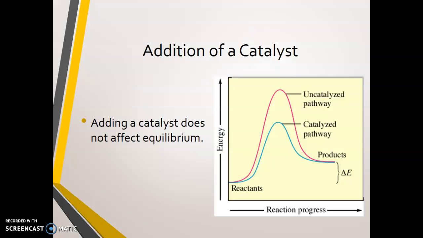And then the fourth change to a system is the addition of a catalyst. So we talked about a catalyst in chapter 12, and we said that adding a catalyst just speeds up the reaction. It provides a pathway where less energy is required to make those products. However, adding a catalyst does not affect equilibrium, so it has no change on the equilibrium.